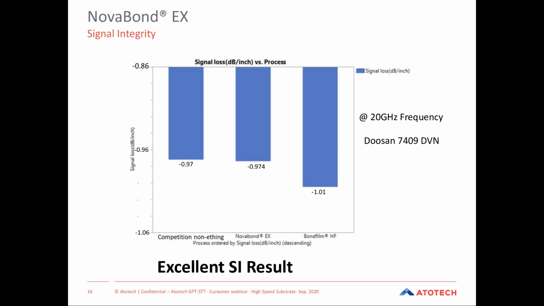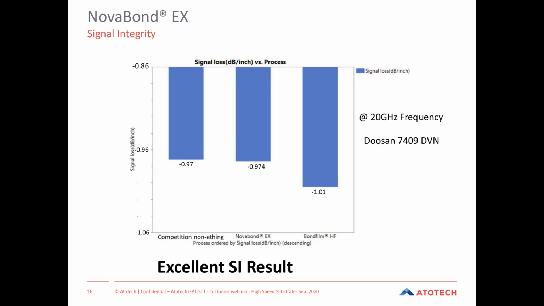You can see here that our signal loss performance is more advanced than our high frequency oxide replacement product. We have significantly improved with Novabond EX due to the much lower surface roughness. And when we compare to the non-etching one as a reference, we are almost at the same level. So I can say we are at the same level.